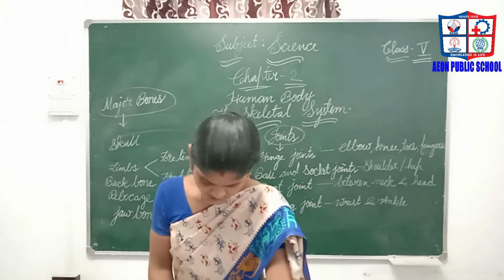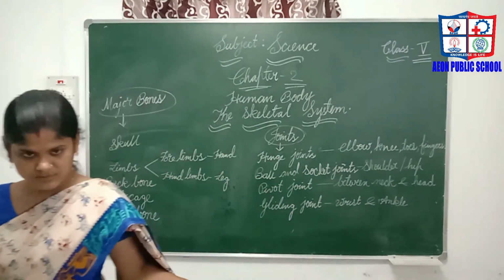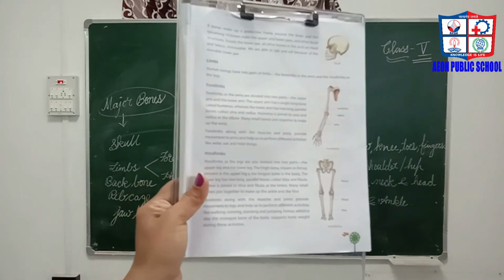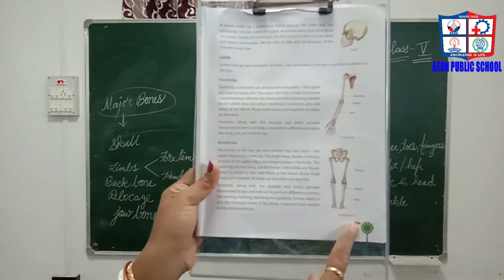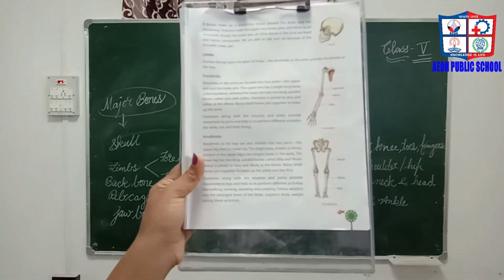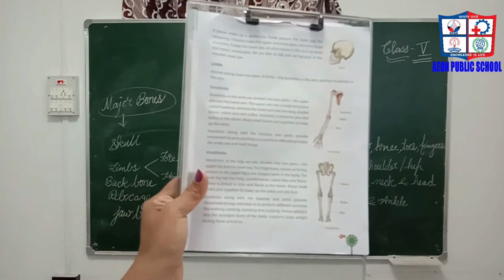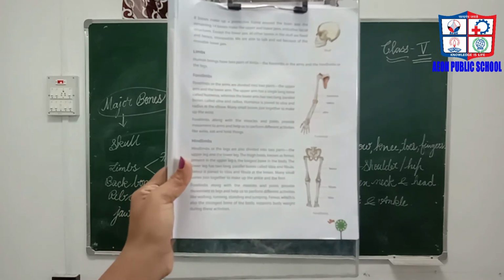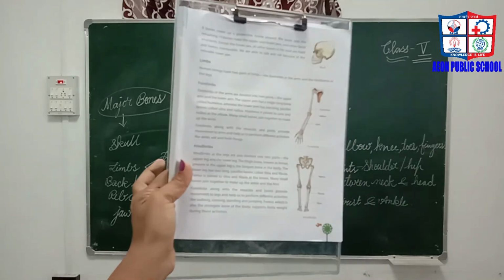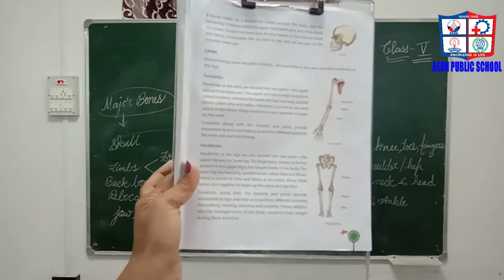So see the picture here, hind limbs. Is it visible to you? Yeah. So this is hind limbs: femur, fibula and tibia. These are the parts we have in the hind limbs. Hind limbs are the limbs in the leg. Clear? This is the picture.